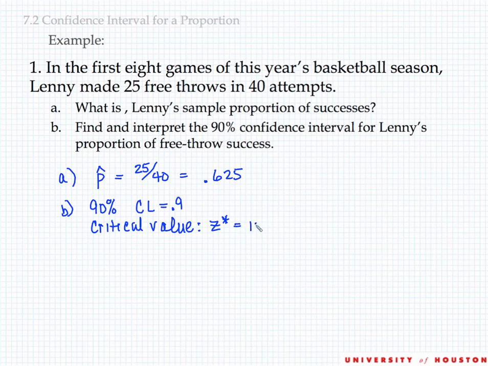And using the calculator, we would do inverse norm of 0.9 plus 1 minus 0.9 over 2, which again would be 0.95.